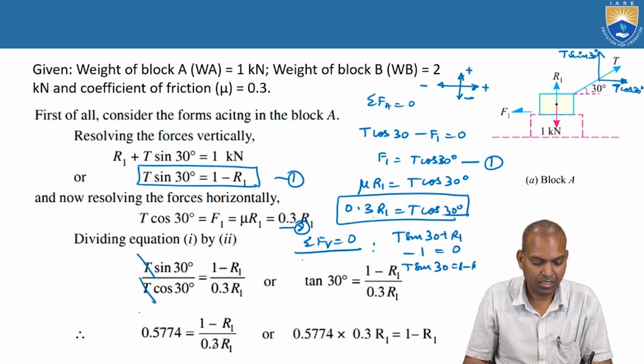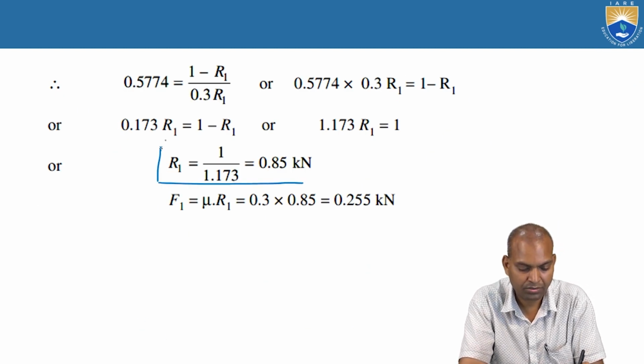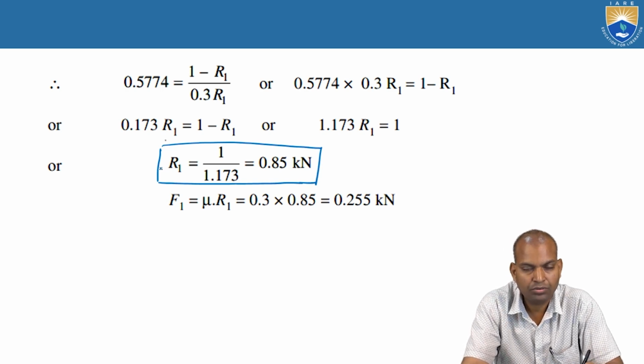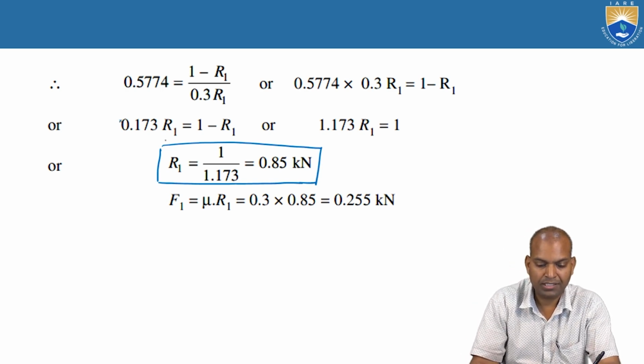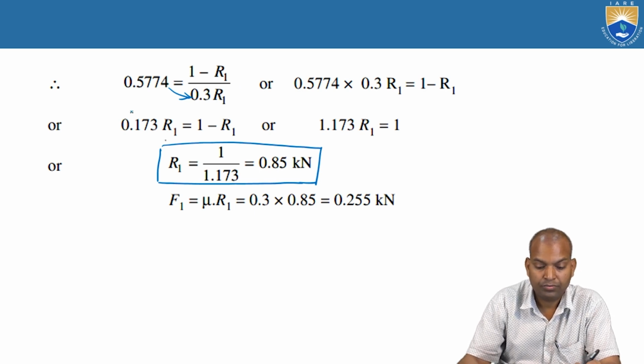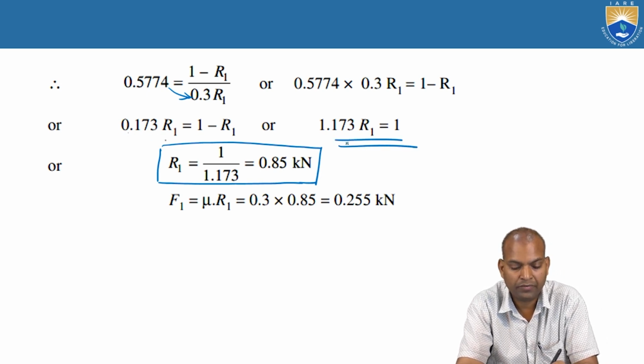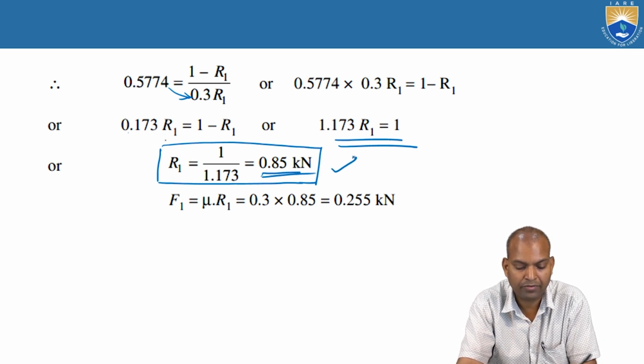After solving, R1 comes as 0.85 kilonewtons. How did we get it? 0.5774 equals (1 minus R1) by 0.3 times R1. Cross multiplying, 0.5774 times 0.3 R1 equals 1 minus R1. Now that is 0.173 R1 equals 1 minus R1. Then R1 plus 0.173 R1, that is 1.173 R1, equals 1. Then R1 equals 1 by 1.173, that is 0.85 kilonewtons.